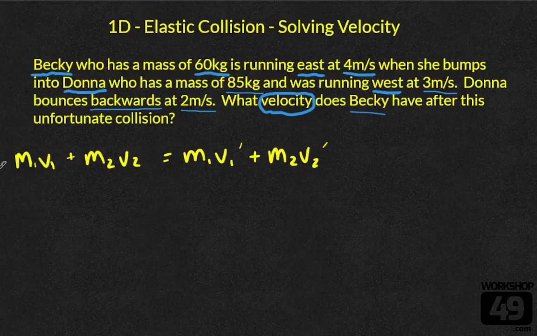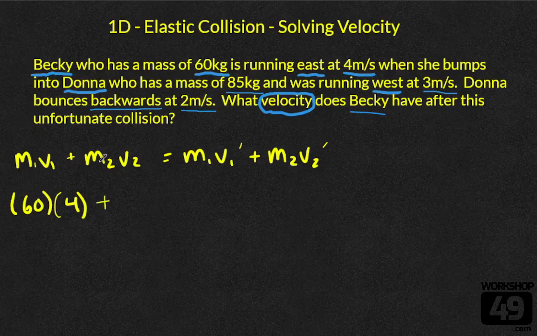Well, the first thing is m1 is the mass of our first object, in this case, Becky. So we can go ahead for m1 and fill in 60. v1 is the velocity of our first object. In this case, Becky is running east. East is the positive direction because it's to the right, so we can just fill in 4.